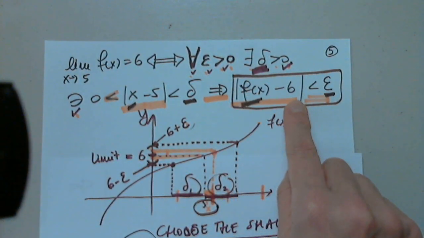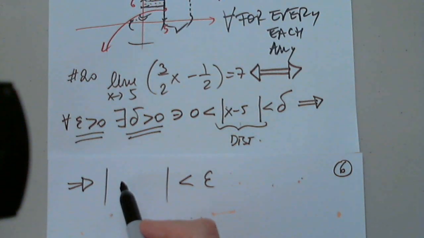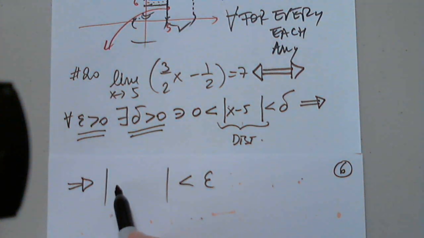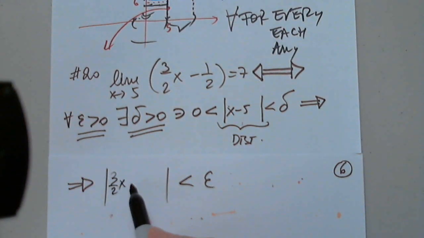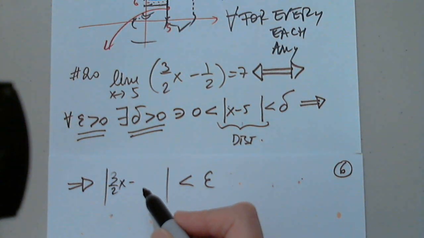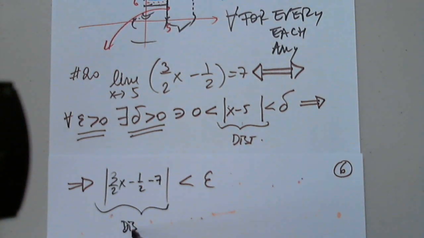The function minus the limit in absolute value less than epsilon. What is the function in our case? Yes, go ahead. Is it x minus 7? The function minus the limit. Is it f of x minus 5? So would it be the 3 half x minus 1 half? Good. Minus the limit? 7. Minus 7. Awesome. So this has to be the distance between the function and the limit.